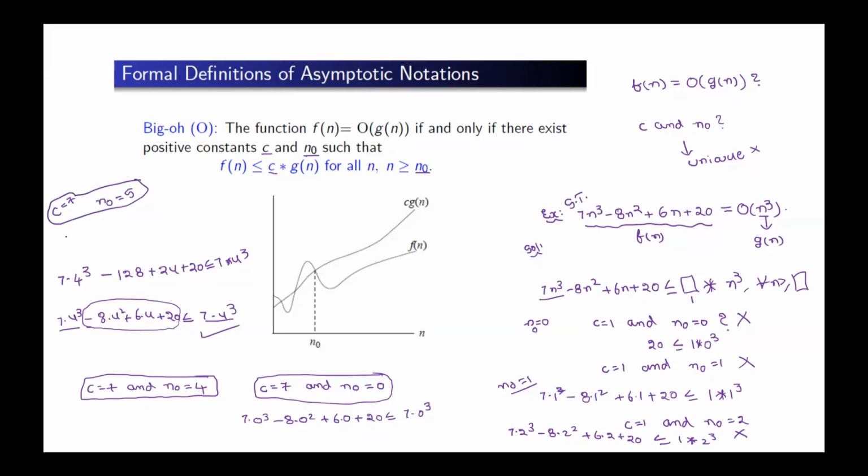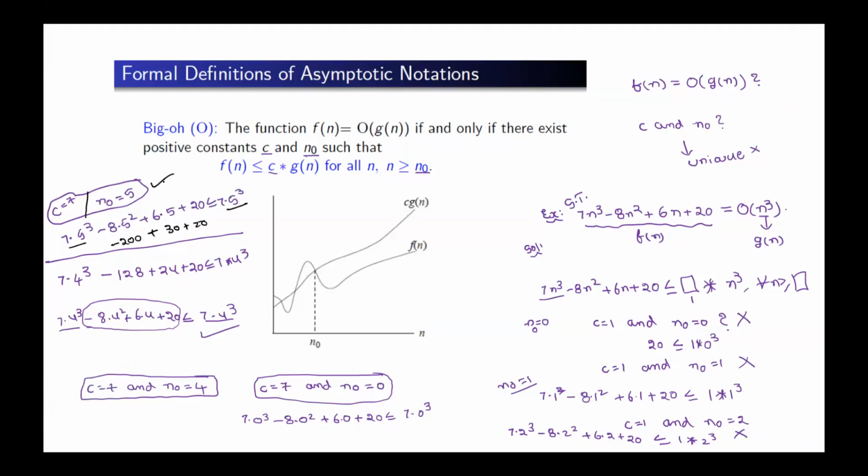So what is this value? 7 into 5 cube minus 8 into 5 square plus 6 into 5 plus 20 is less than or equal to 7 into 5 cube. Is that correct? Leave 7 into 5 cube. This is 30 plus 20. This is how much? 25 eighths, that means it is 200. Is that satisfying or not? Yes, sir. Satisfying. So C equals 7 and N naught equals 5.